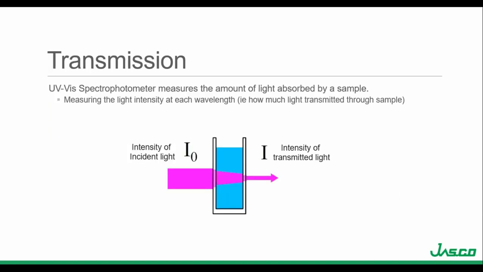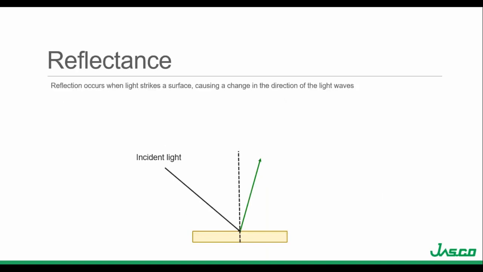UV VIS spectrometers measure the amount of light absorbed by a sample, or the ratio of the incident light to the light that is transmitted through the sample, and the relationship between absorbance and transmittance can be shown by the equation below. Aside from transmission and absorption, UV VIS spectroscopy can also measure the reflectance of a sample, or how effective a surface is in reflecting the total amount of incident light.